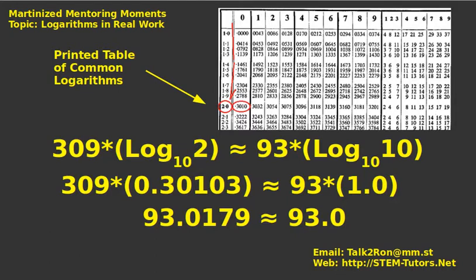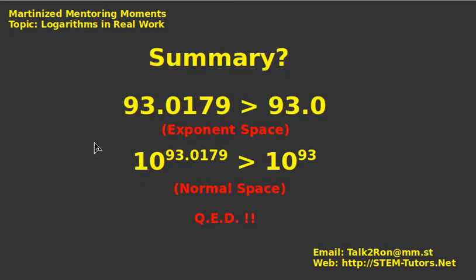If we back out to normal space and look at what comes out, we convert from exponent space. We notice, of course, that 93.0179 is greater than 93. If we convert those back to power of 10 in normal space, we get a bigger number. That tells us that 2 to the 309 power is certainly bigger than 10 to the 93.